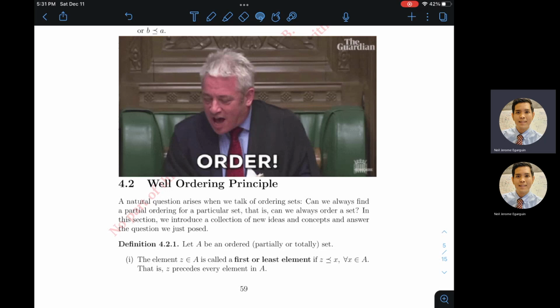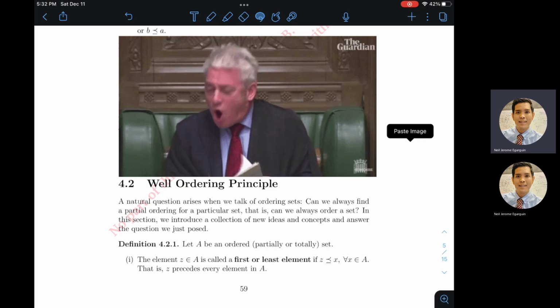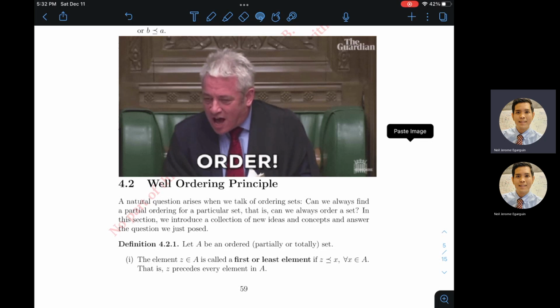We'll talk about the well-ordering principle, but before we begin, let's recall some of the things that we already learned from the previous discussions. We talked about partial orders, and we said that a partial order on a set, say capital A, is simply a relation on A satisfying three properties. First, reflexivity, then anti-symmetry, and then third is transitivity. And then we talked about some ways of representing partial orders via lattice diagrams or poset diagrams.